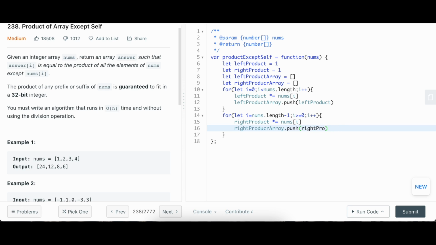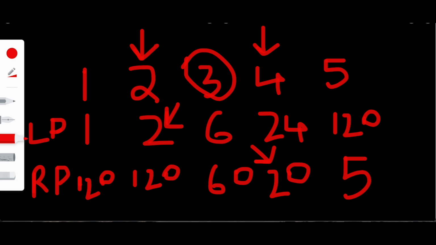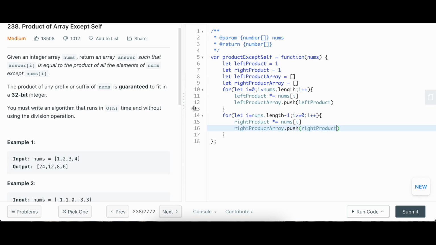But remember one thing, do we have to push it here? Look at this example. When we are building the left product array we have 1 and then we have 2, so we pushed it, coming this way. But for the right product array we are coming from the back side. So what does it mean? We don't need to push it here, we actually need to unshift. So the order is different for left product and right product array, right? So we need to do unshift instead of pushing it.